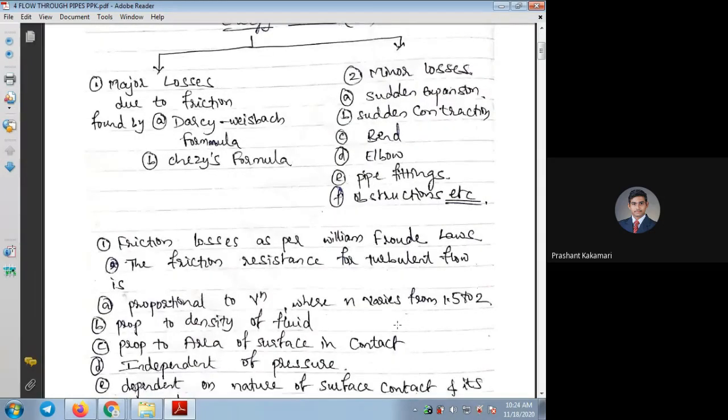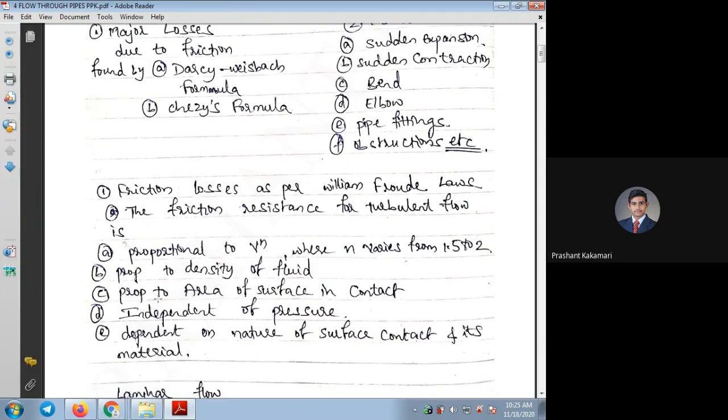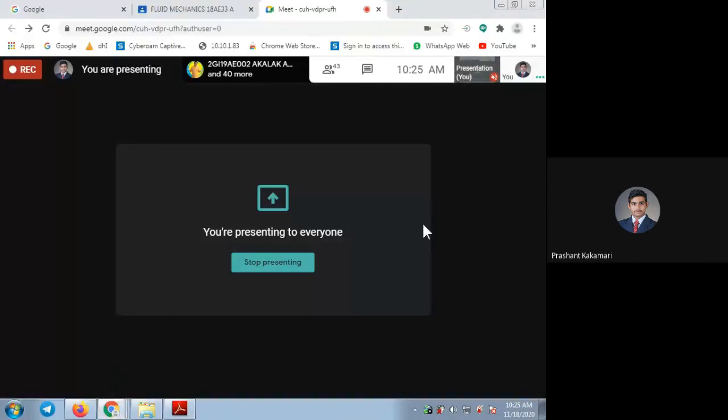So coming to the other points. As per Froude's law, we have connected some points here to understand how the friction loss is related to the different conditions. As per Froude's laws, he explains that the friction resistance in turbulent flow is proportional to velocity raised to n. Okay, so as the velocity in the straight pipe, the connection is continuous.